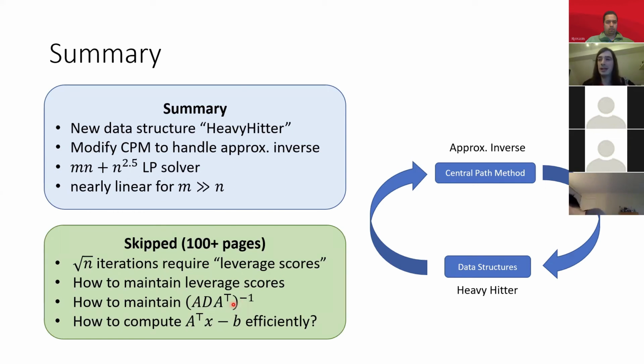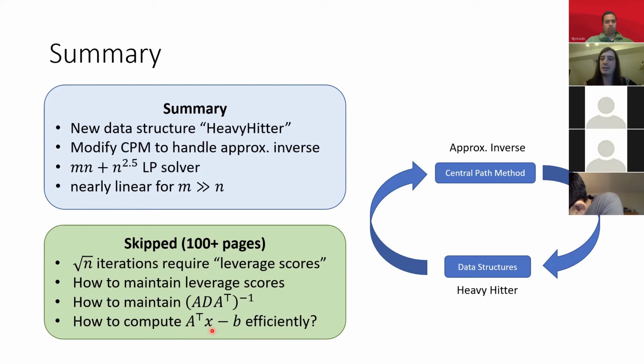So far, I just explained you can use an approximation, but I didn't actually talk about how you can maintain the inverse of your approximation of this matrix. And I claimed we always have to add this expression here to our step, but how do you actually compute A transpose times X efficiently in every iteration? There are a lot more details that you can find in the paper that I skipped here.